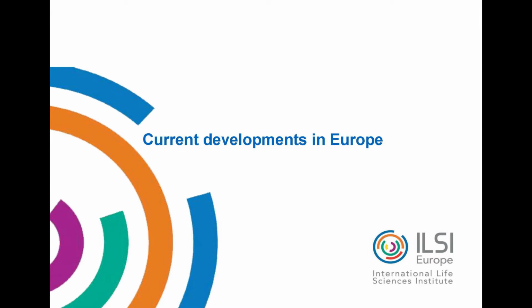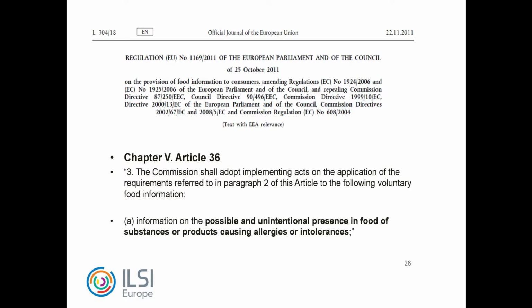So, moving on now to what's going on in Europe. One of the provisions of Regulation 1169/2011, the Food Information for Consumers Regulation, is that the legislators, in their wisdom, have inserted an article which aims to regulate such voluntary information as precautionary allergen labeling. There are also other aspects of voluntary information which they do.